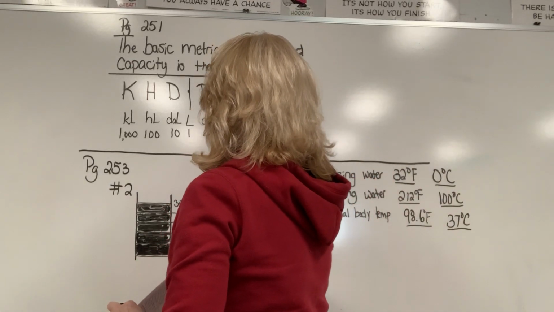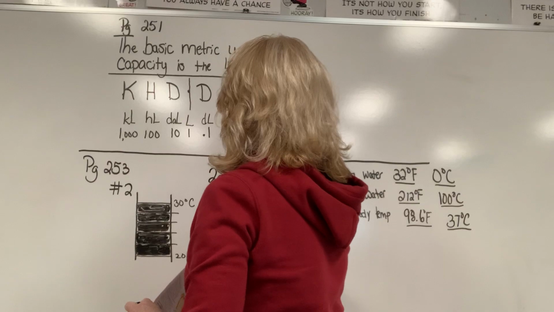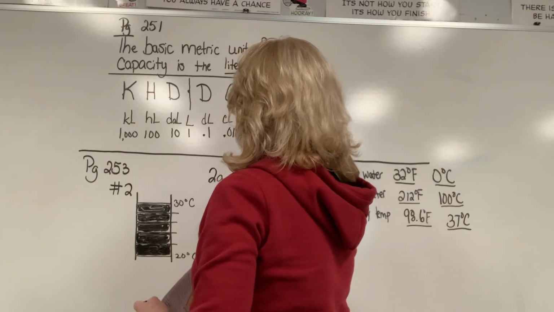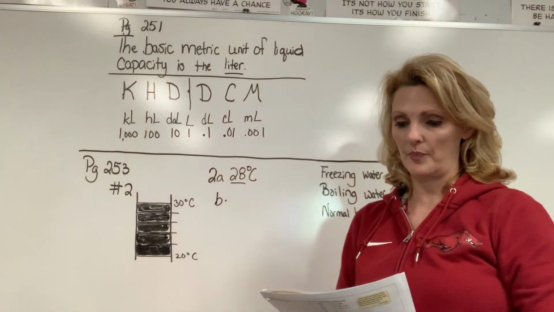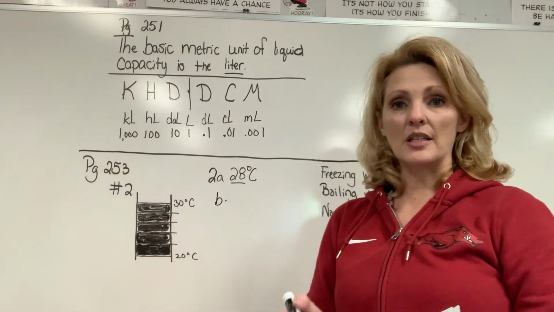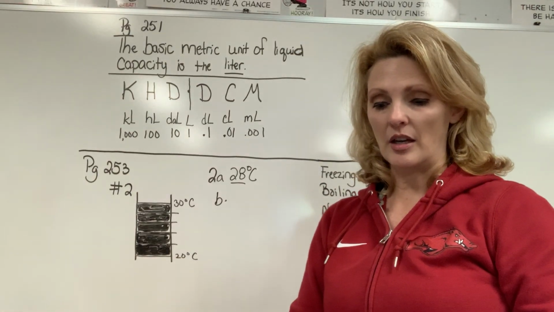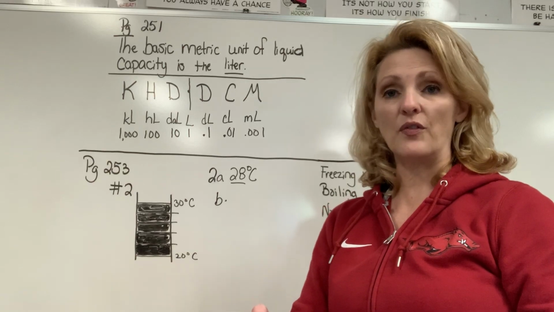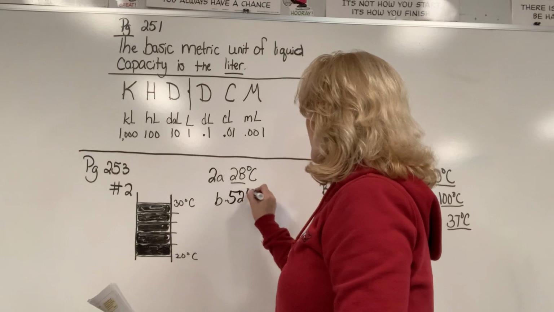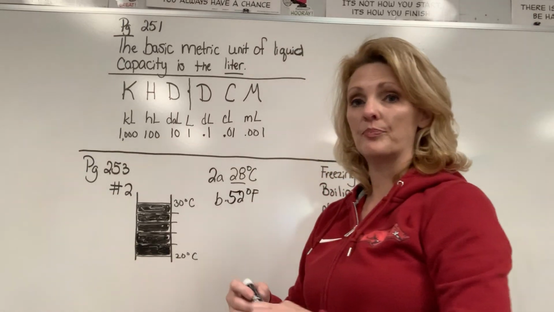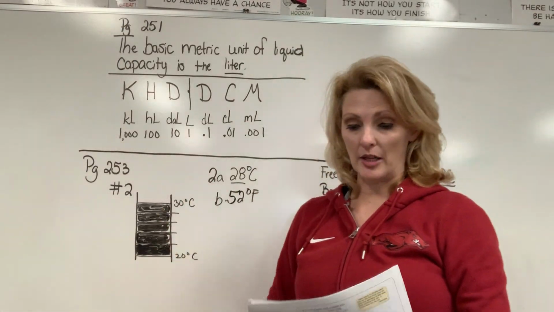2A would be 28 degrees Celsius. So make sure you put your degrees Celsius there. Then B, it starts down at 50 and then it goes by twos. So that'd be 52 degrees Fahrenheit. Okay? So you count by twos.